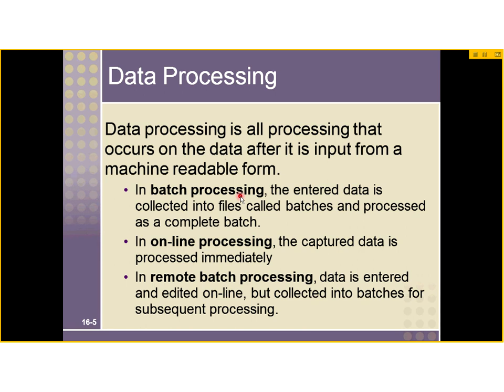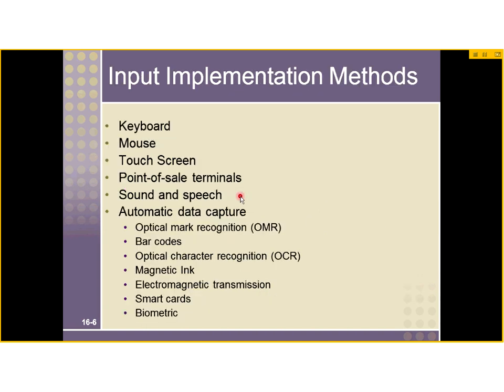In online processing, which is more common nowadays because we have mobile devices, we have cheap internet connectivity, the data is entered and processed immediately. And remote batch is a combination of online and offline and batch processing. So we may collect the data online, we keep collecting it, but it is processed in the form of a batch whenever it is required.